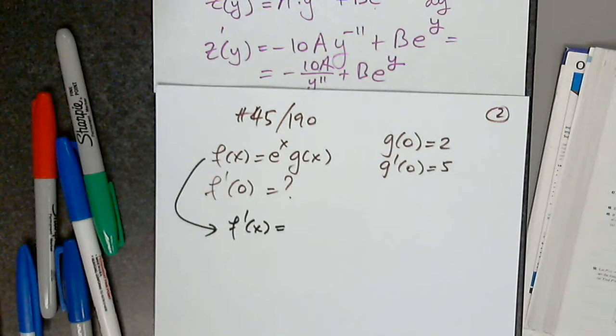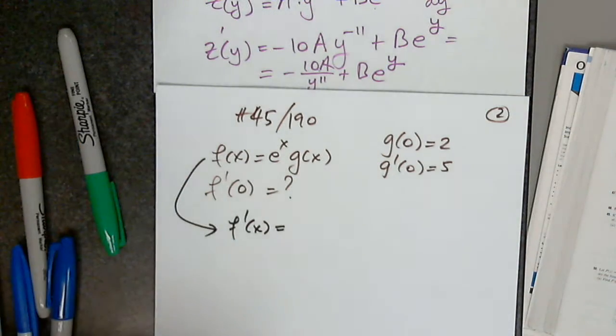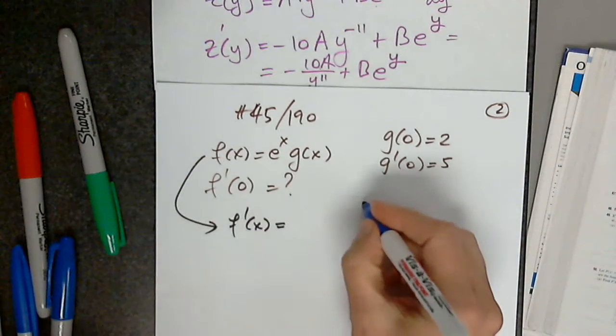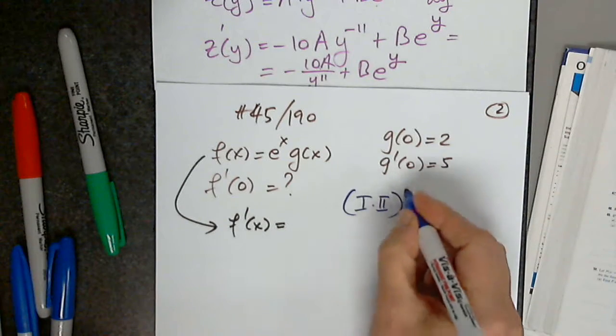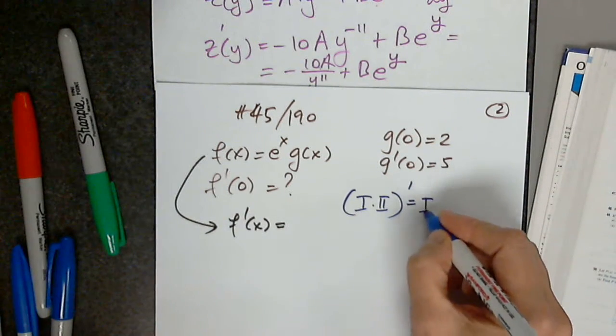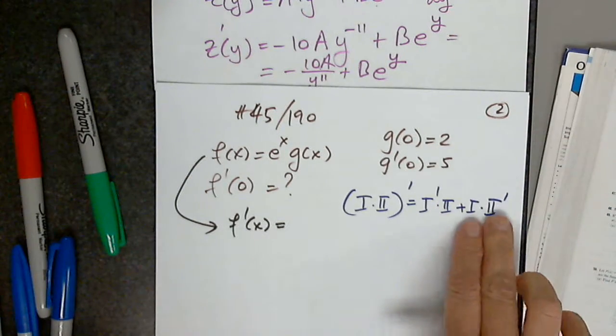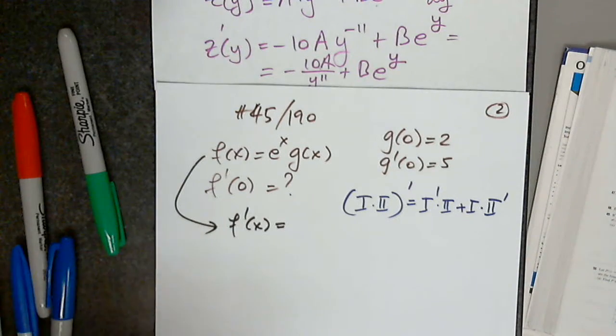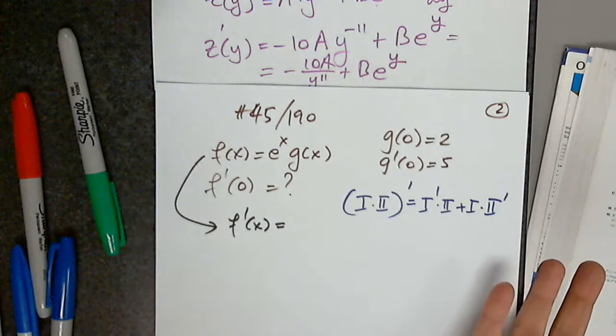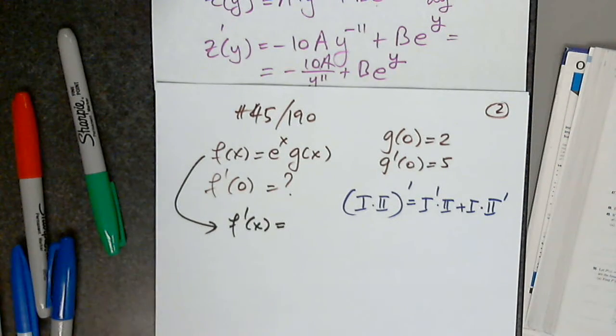How do I do it? Let me remind you the rule. I recommend mine, but you can use the one in the book. I prefer this, but you decide. 1 prime times 2 plus 1 times 2 prime. The book reverses this for whatever reason. It's the same thing. It's correct. 1 prime times 2 plus 2 prime times 1 is the same thing. Now you tell me what you want to do. So we are differentiating e to the x times g of x.